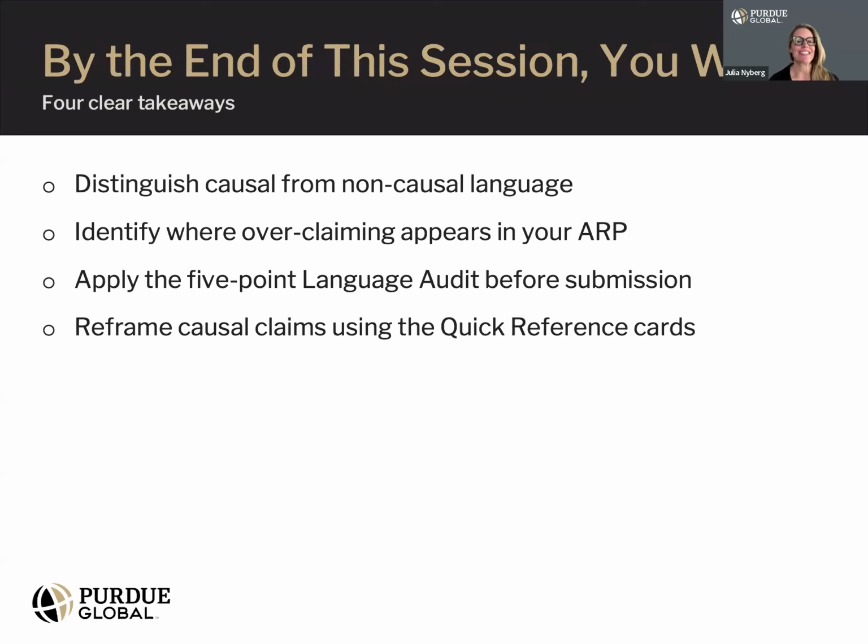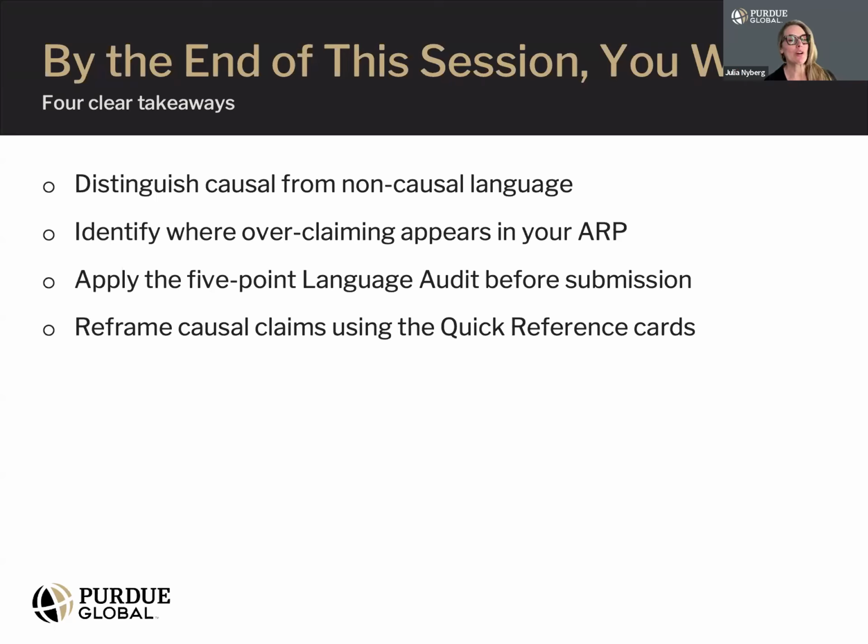By the end of this session, you will be able to do 4 specific things. First, distinguish causal language from non-causal language. These are not interchangeable. They're very different. Each belongs to a specific type of design. Second, you're going to be able to identify where overclaiming appears in your own applied research project. Together, we'll look at case examples so you know exactly what to look for.